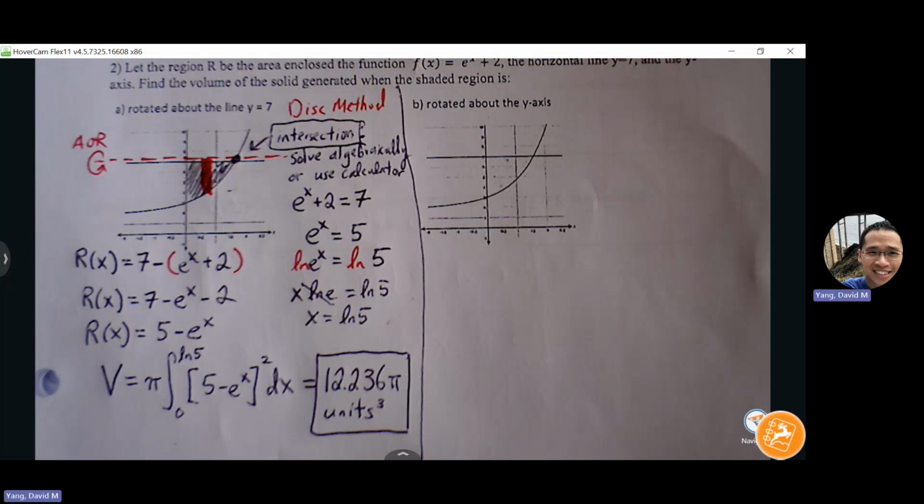Okay, any questions here? Okay. You know, on the calculator, practice doing that. I would have 5 minus e to the x as my y1, and then just do alpha trace, y1 squared.